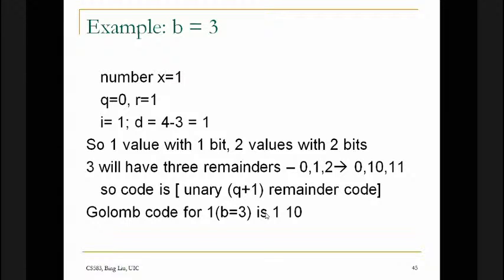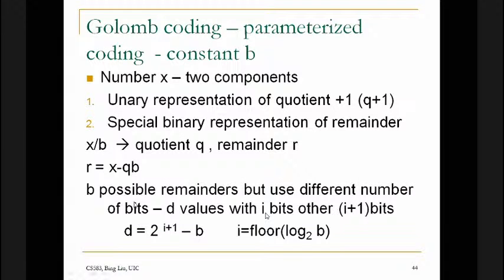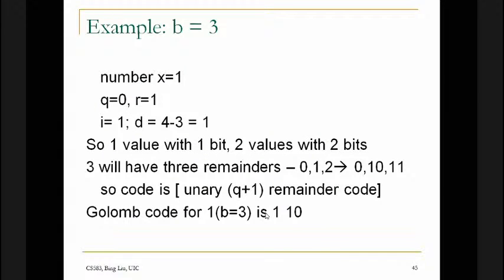So this is one thing you should be careful about. It is 2 to the power of 1 plus 1. It is 2 squared, that is 4. 4 minus 3, where B is 3, so D will be 1. So here D is 1. So 0 takes only 1 bit, whereas 1 and 2 you get with 2 bits. So I bits, I plus 1 bits. So this is 1, 0 and 1, 1.